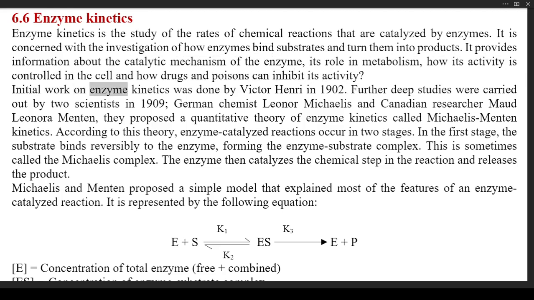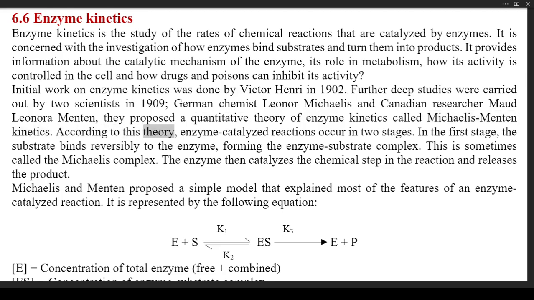Initial work on enzyme kinetics was done by Victor Henri in 1902. Further deep studies were carried out by two scientists in 1909, German chemist Leonor Michaelis and Canadian researcher Maud Leonora Menten. They proposed a quantitative theory of enzyme kinetics called Michaelis-Menten kinetics.